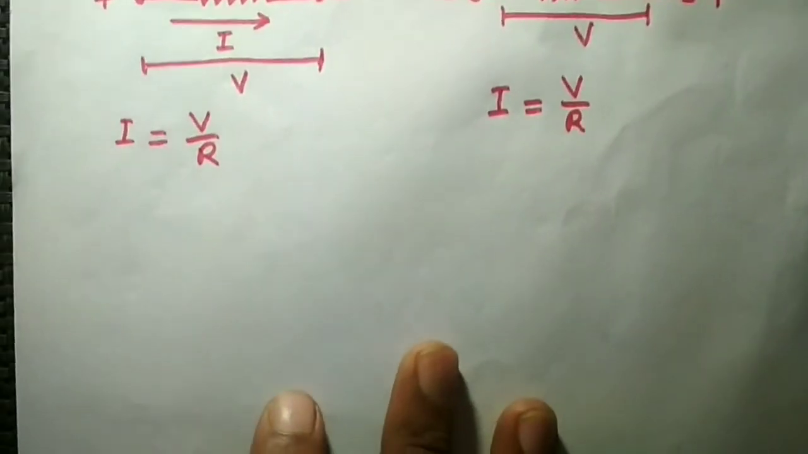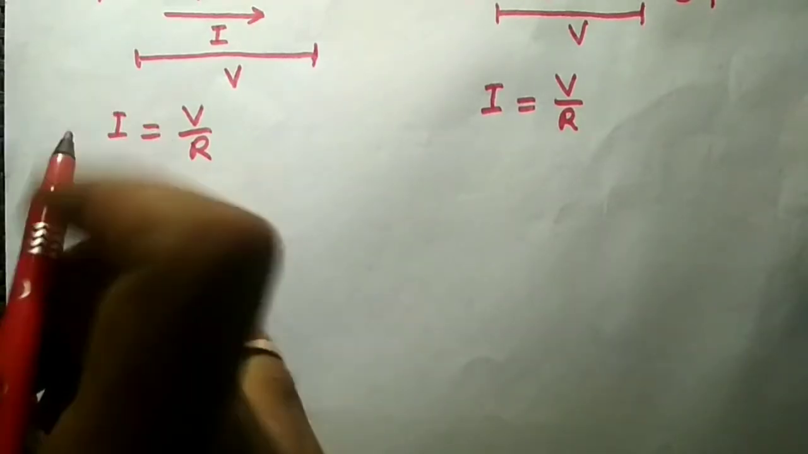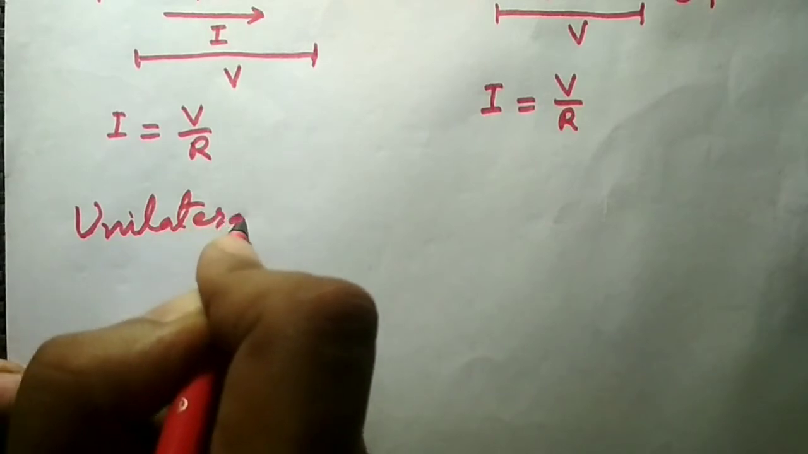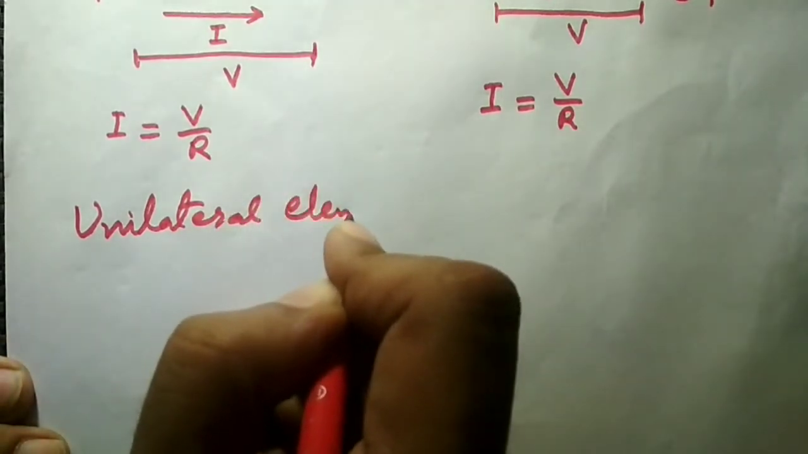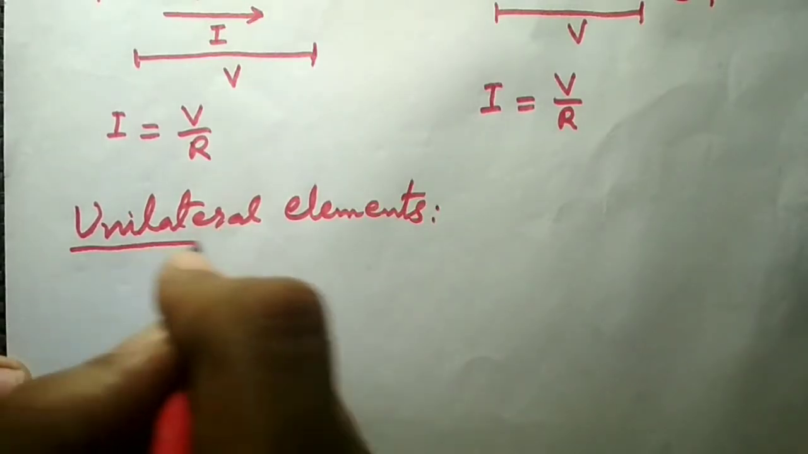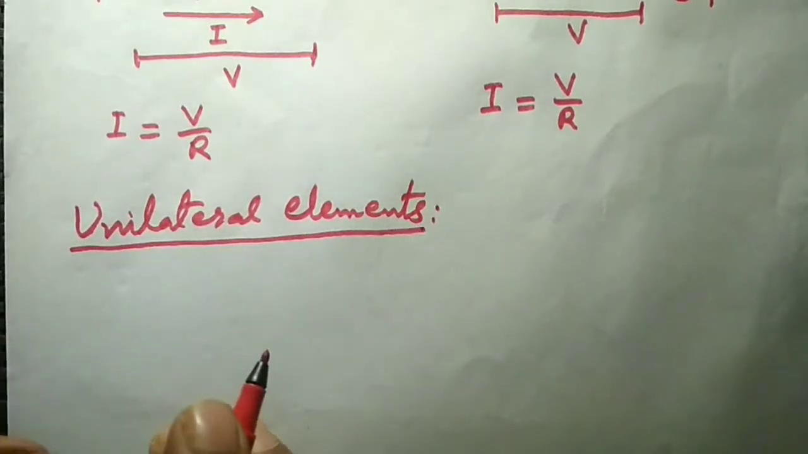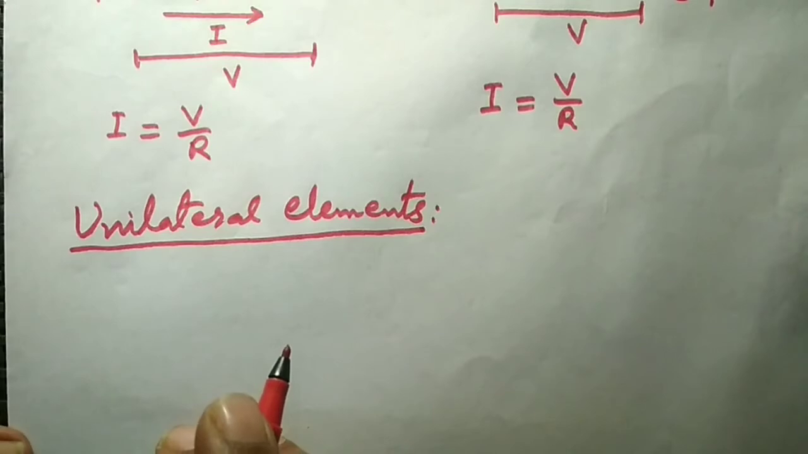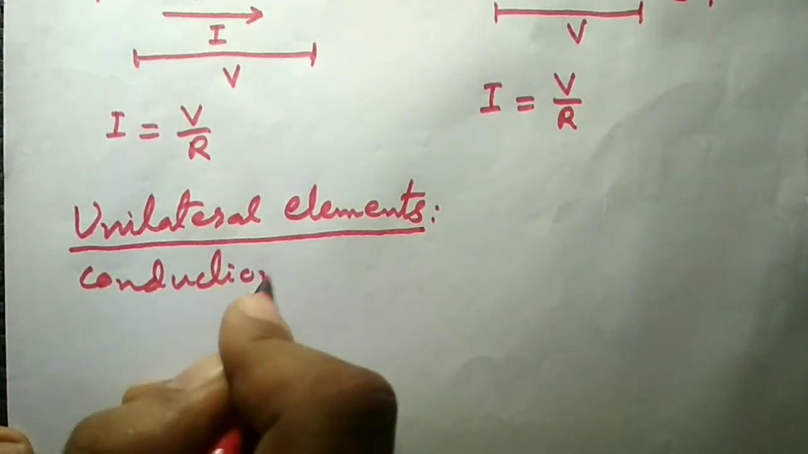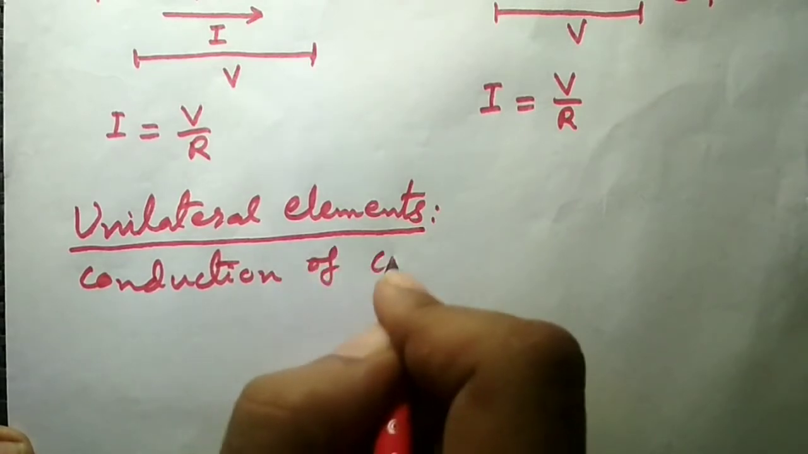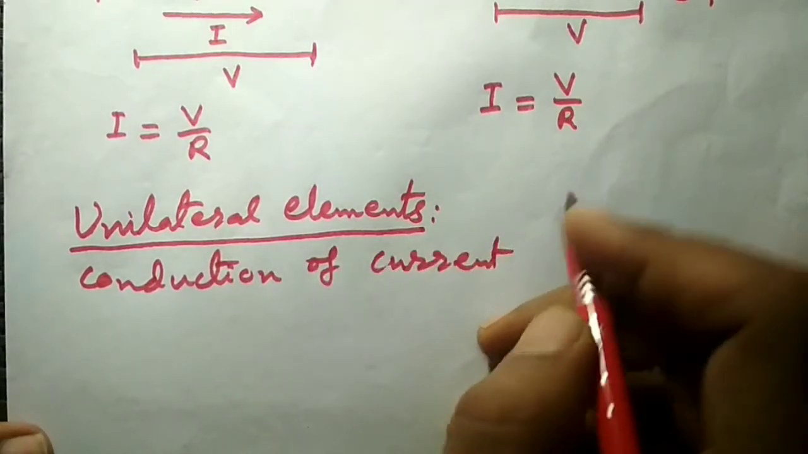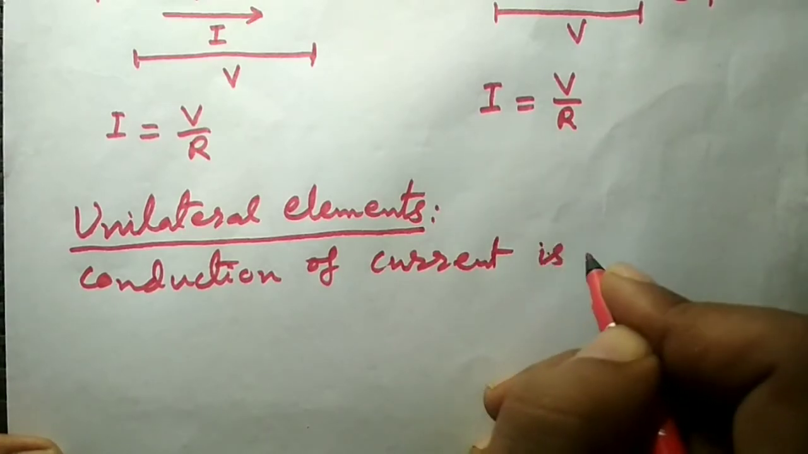On the other hand, if we consider the unilateral element, the unilateral elements are the elements where the conduction of the current is in one direction only.